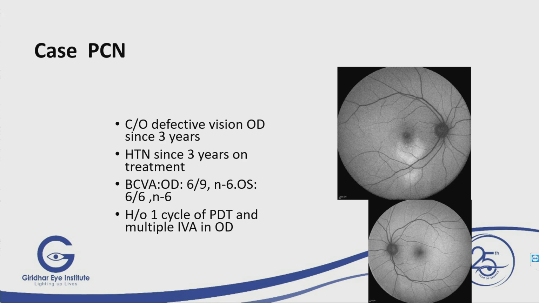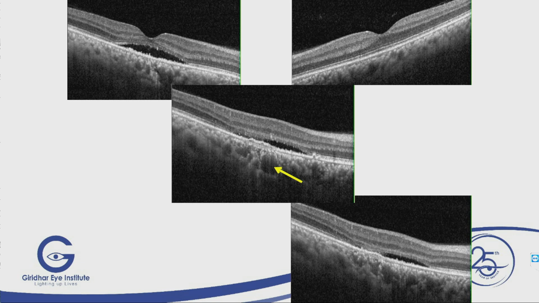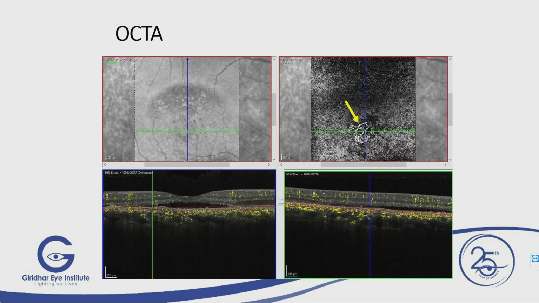This is another case. There was a teardrop sign-like picture, and there is fluid. In these sorts of cases, our differential diagnosis is atypical CSCR or pachychoroid disease like PCN. Here in OCTA, you can see a network in the avascular slab, so that means there is some PCN. So the difference is, this may work, you can go for aflibercept or some anti-VEGF injection.